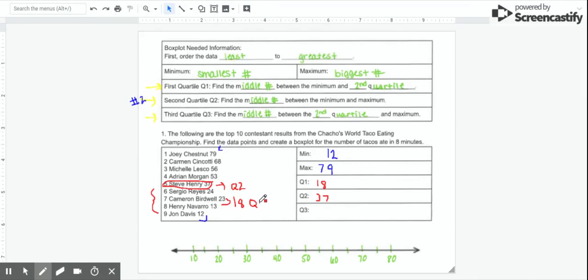And then now we need to find Q3, which is the same thing as just for the second half of the data. So from 53, which is Adrian, all the way to our champion, Joey Chestnut, at 79, there's 2 numbers in the middle. It's 56 and 68. So 56 plus 68, 124. Half of 124 is 62. So your median, well, it's not really, it is a median. It's the middle of your second half, but your Q3 is 62.